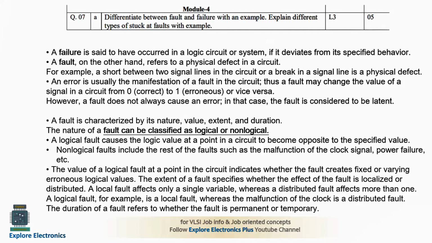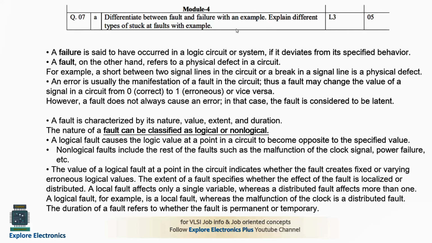The 4th module question, that is 7A. Differentiate between fault and failure with an example. Explain different types of stuck-at faults with example. First, we need to define what is failure and what is fault. Failure in the sense, in a logical circuit or in a digital system, if the behavior deviates from the specified behavior, we call it a failure of the system. It means it is not behaving as per our expectation.